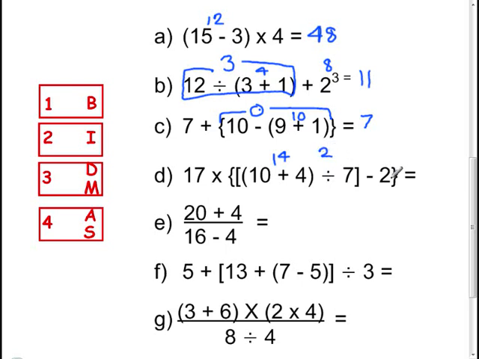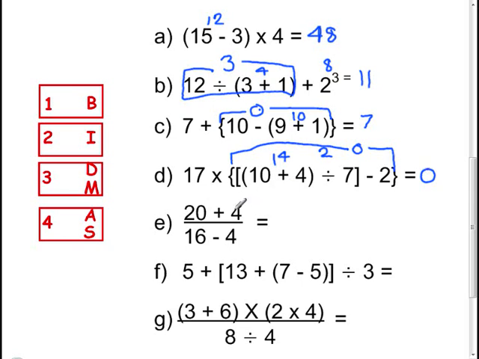And now the last bracket has a subtract 2. 2 subtract 2, I end up with 0. So again, everything in this whole group of brackets is equal to 0. And now I've got 17 times 0. And 17 lots of 0, well, that's still 0.